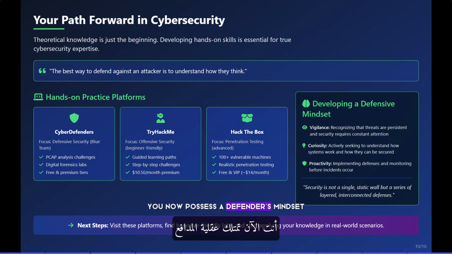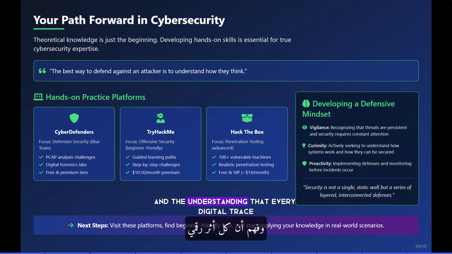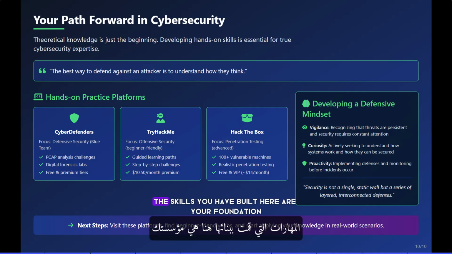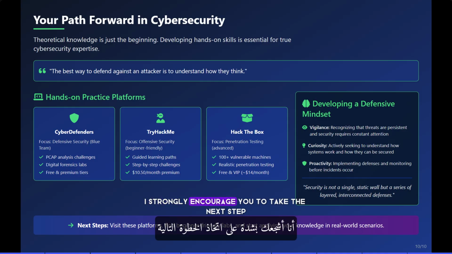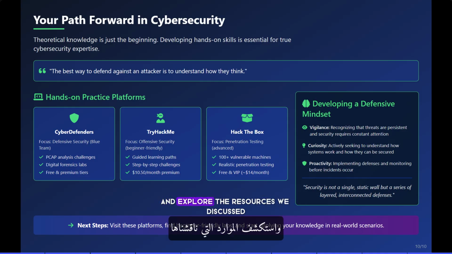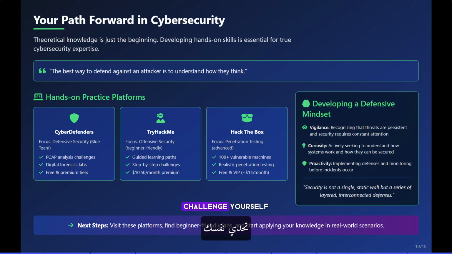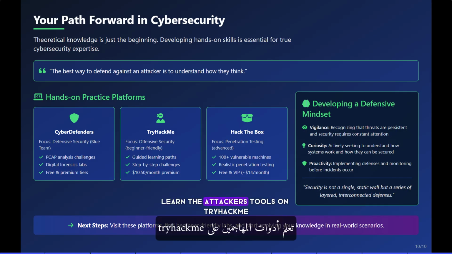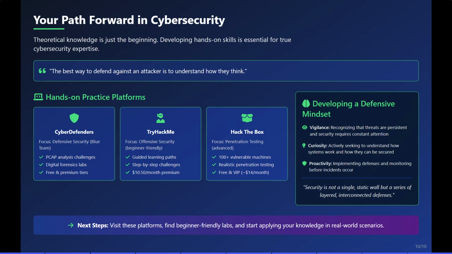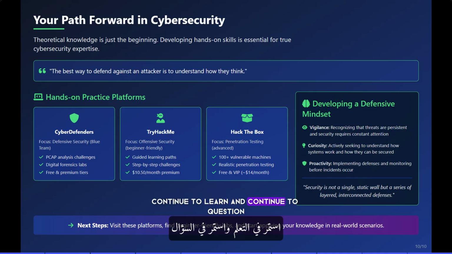You now possess a defender's mindset, one built on curiosity, vigilance, and the understanding that every digital trace tells a story. The skills you have built here are your foundation. The real learning happens when you apply them. I strongly encourage you to take the next step and explore the resources we discussed. Challenge yourself with new PCAP files on Cyber Defenders. Learn the attacker's tools on TryHackMe. Continue to be curious, continue to learn, and continue to question.